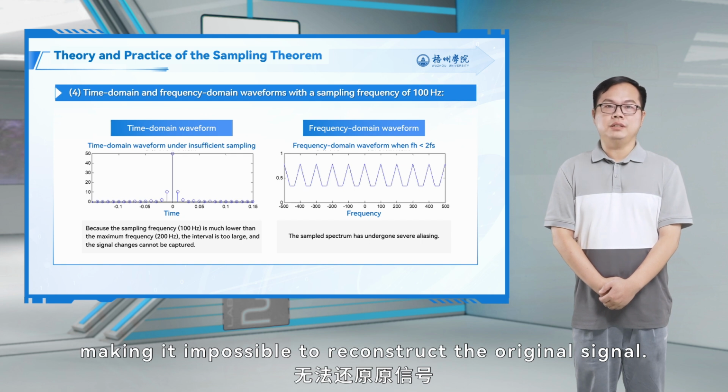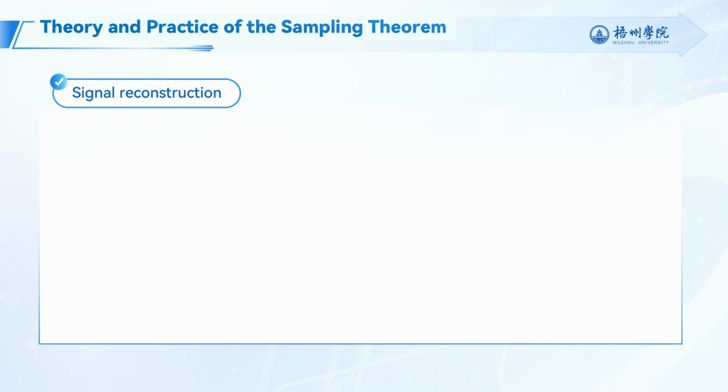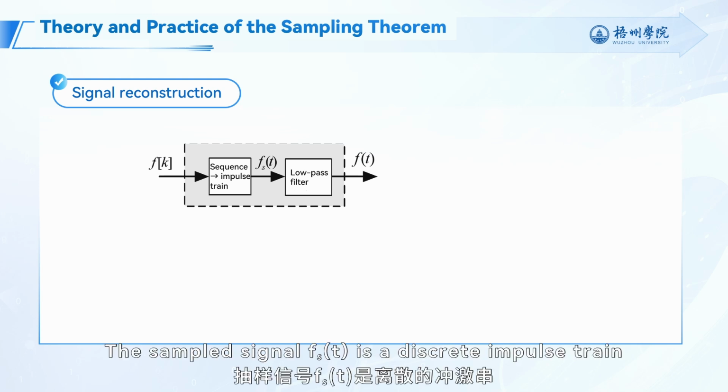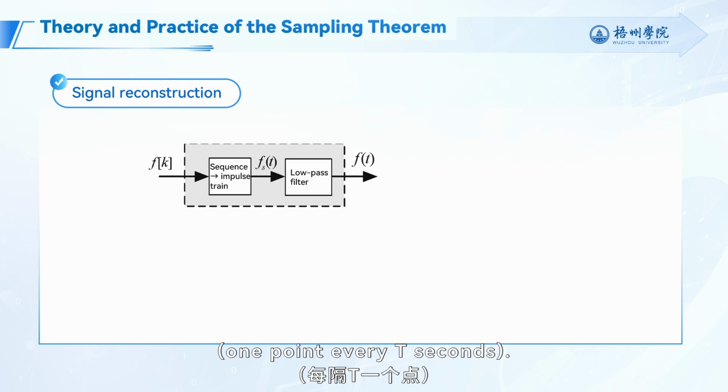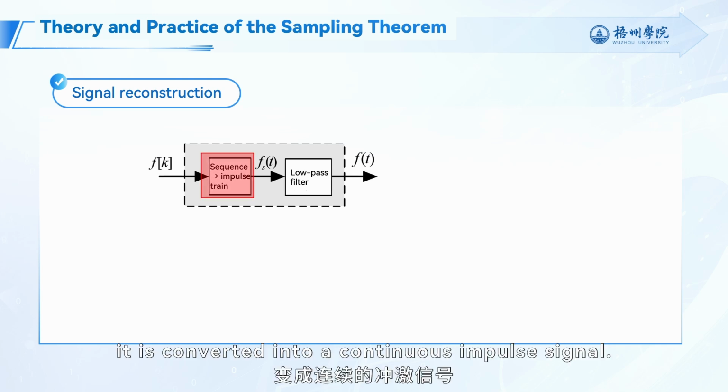The final step is signal reconstruction, recovering the original signal f of t from the sampled signal fs of t. The process is as follows. As shown in the above diagram, discrete to continuous, the sampled signal fs of t is a discrete impulse train, 1 point every T seconds. Through this sequence to impulse train module, it is converted into a continuous impulse signal.